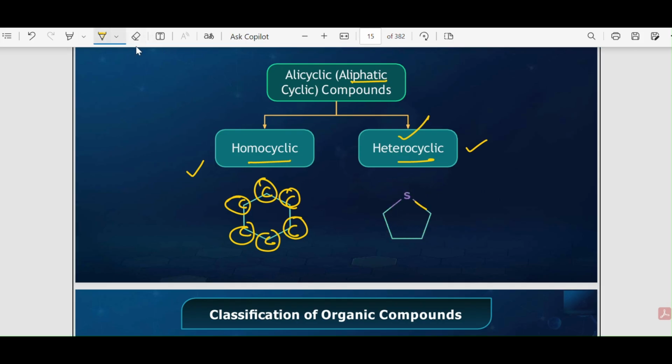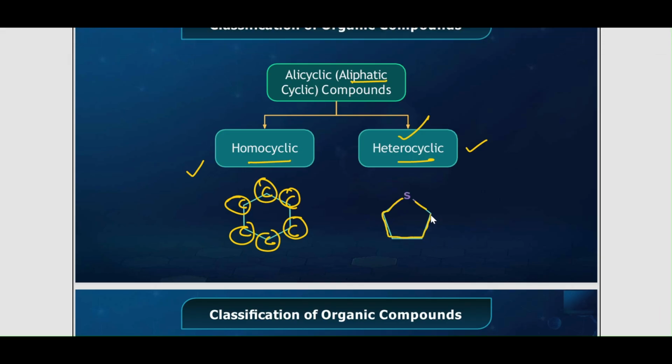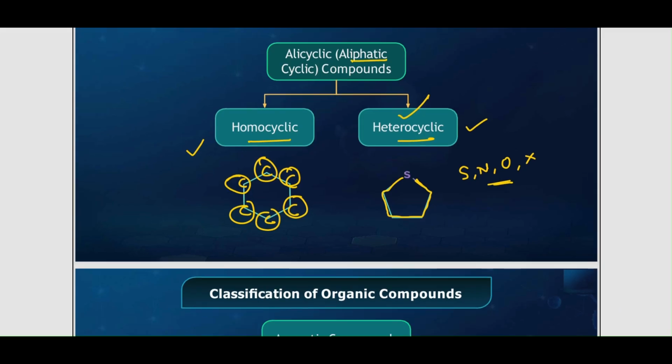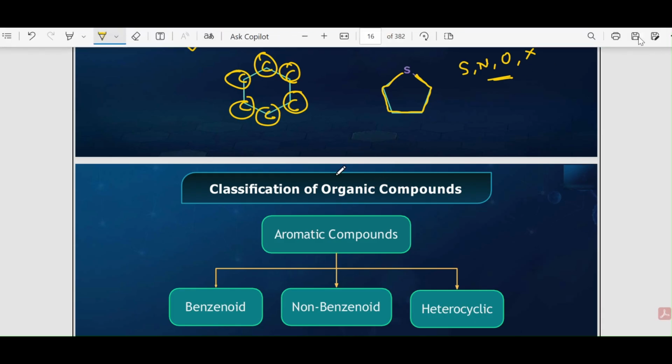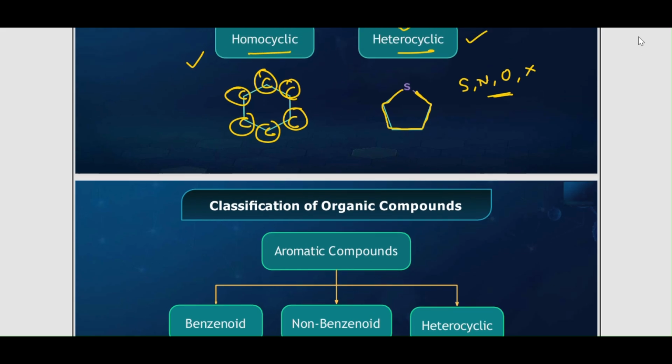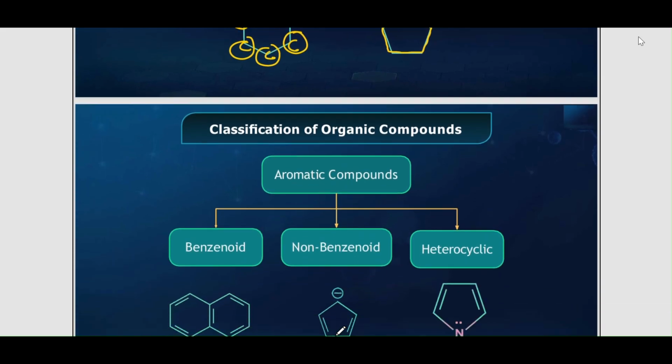A heterocyclic compound is nothing but a carbon compound that contains sulfur, nitrogen, oxygen or halogens. Clear? Phosphorus, whatever, other than carbon. Not only carbon, in those compounds atoms other than carbon will also be present. Those types of compounds are called heterocyclic. Clear? Heterocyclic. Next we are going to discuss the aromatic compounds.